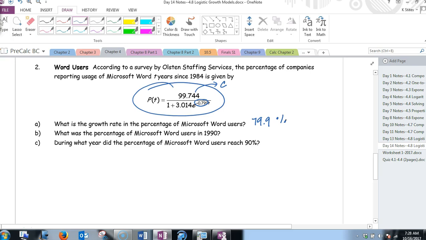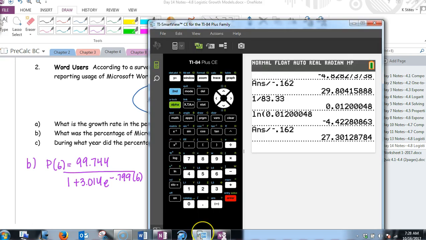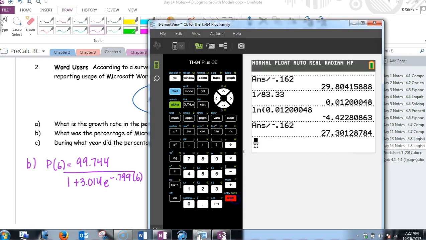What was the percentage of Microsoft users in 1990? So, all right, so we're starting at 1984. That would be when time is 0. And this is 1990, so T will be 6 because it's 6 years later. So we're finding P of 6. So this isn't really hard. It's just, please be careful typing this into your calculator.